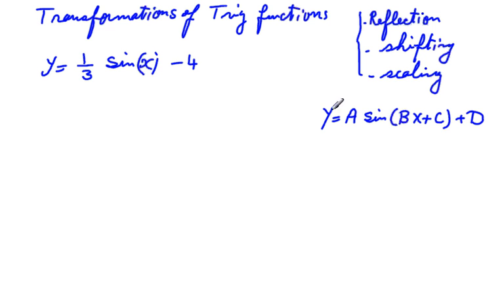Here I just have an x, so I don't have a b or c. B is 1, c is 0, so I don't have any horizontal things to worry about. But I have two vertical ones. A and D components are here. How do we go about handling this problem?